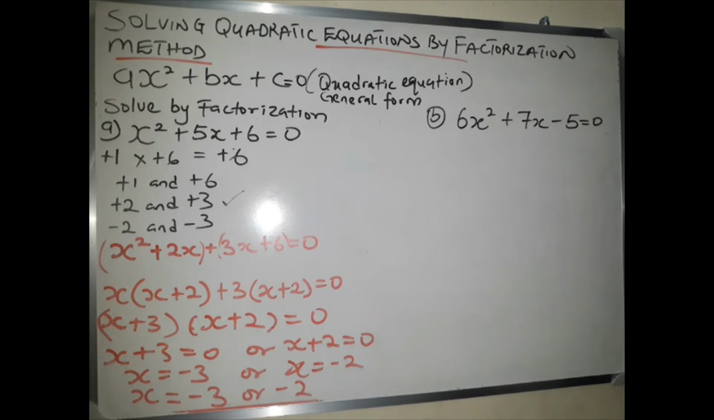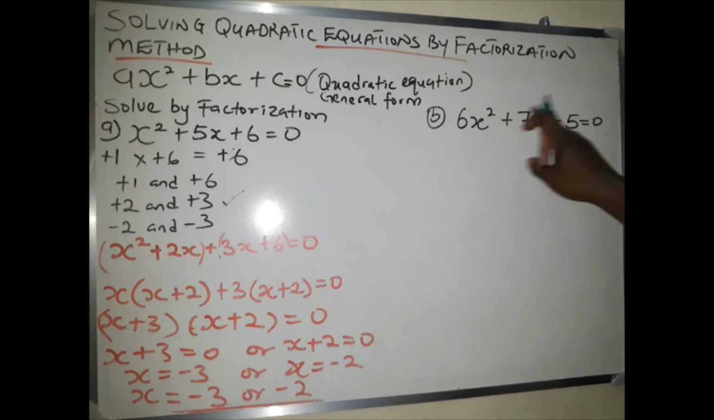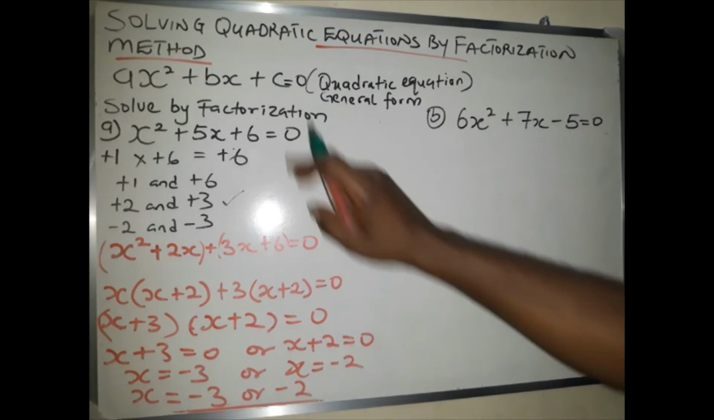So let's go to the second example, and let's see if we can get a better understanding from here. Now you can see this is a quadratic equation, and we are going to solve this quadratic equation using the factorization method. The first thing we do again is multiply the coefficient of x squared with the constant, because c is a constant.